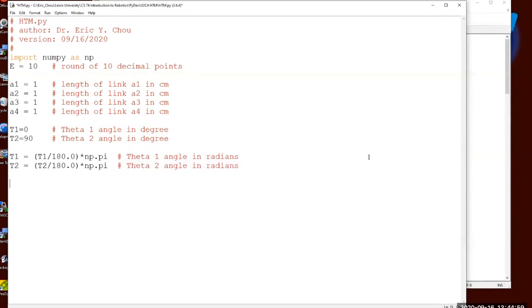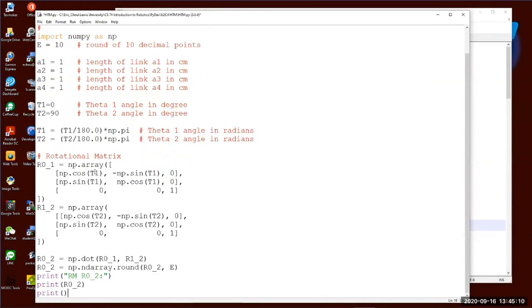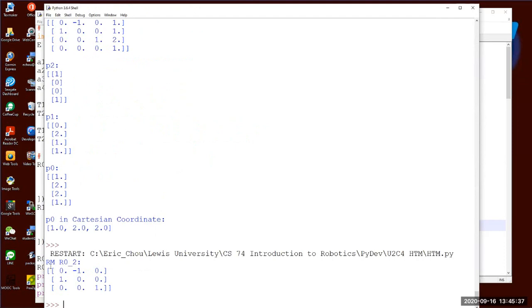So now let's look at the rotational matrix. The rotational matrix, we formulated like this, no surprise. And we can do a dot product between the rotational matrices R01 and R12. And we form the rotational matrix of R02. And we do rounding. And let's look at the result. So here, apparently, you can see this is the rotational result. It is a 90-degree rotation for the rotational matrix 2. Rotational matrix 1, actually, the angle is 0, so there's no change.